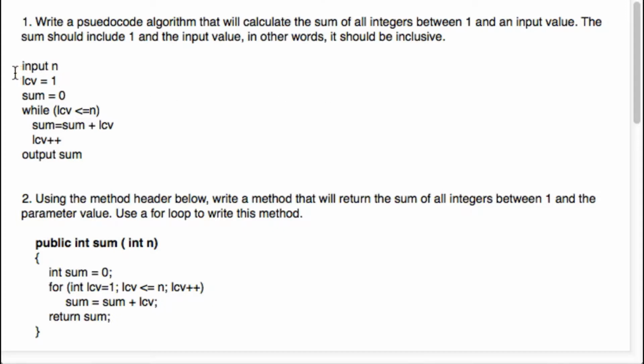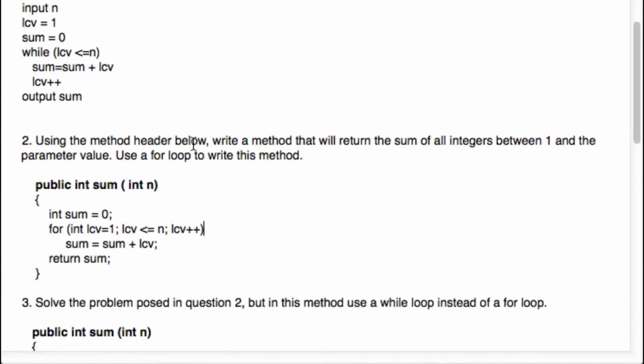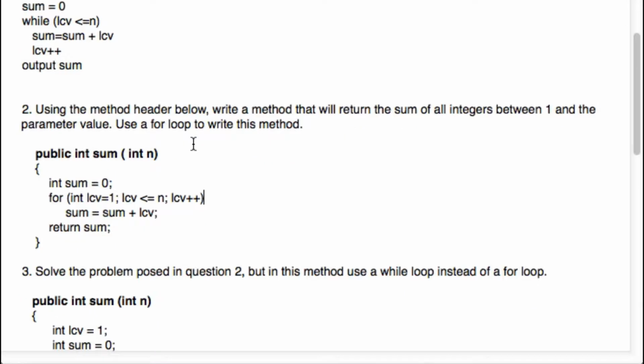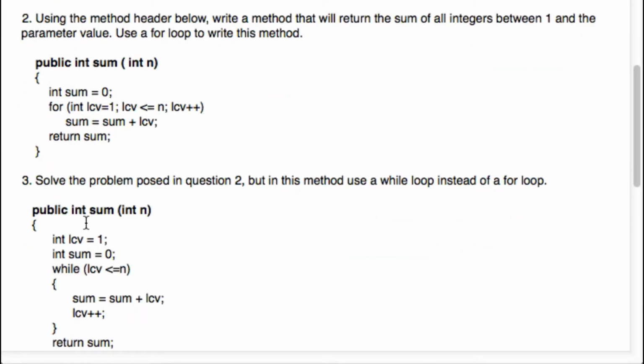So very simple, right? Here's the pseudocode, something like this: input n, LCV equals 1, sum equals 0. While LCV is less than or equal to n, that's the number you're counting up to, so that makes sure that I get n inclusive. Sum equals sum plus LCV, LCV plus plus, output sum, right? That's all you would need to do. If you wanted to do a flow chart, that would be great too, but that's all you need to do.